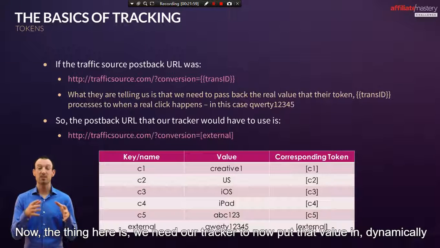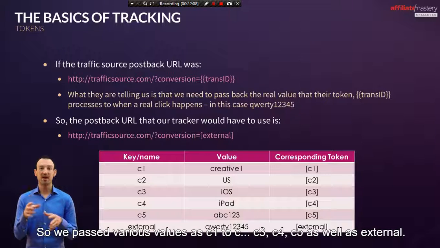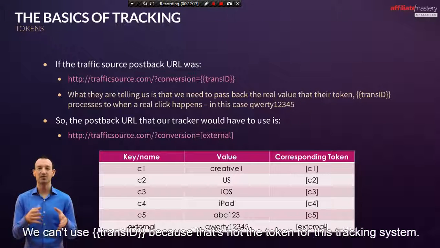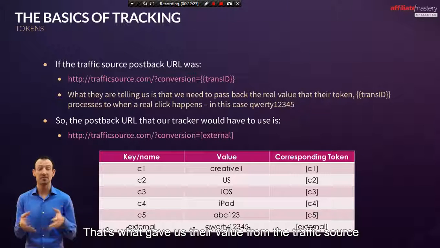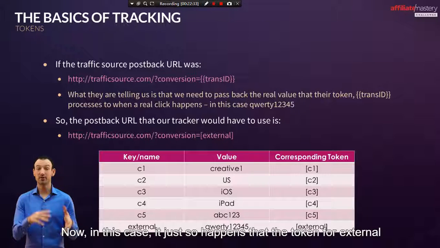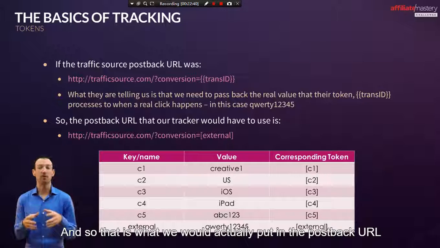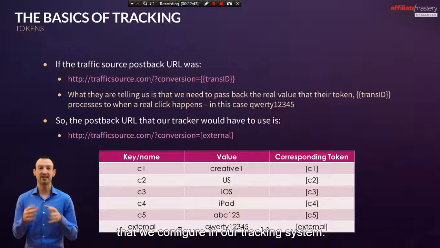Now the thing here is we need our tracker to put that value in dynamically, and to do that we need to put in this external parameter. So we passed various values as C1 to C3, C4, C5, as well as external. So we need to pass external back. We can't use bracket bracket TransID bracket bracket, because that's not the token for this tracking system. That's what gave us that value from the traffic source, but that's not the token of the specific system. Now, in this case, it just so happens that the token for external is just external inside square brackets, and so that is what we would actually put in the postback URL that we configure in our tracking system.